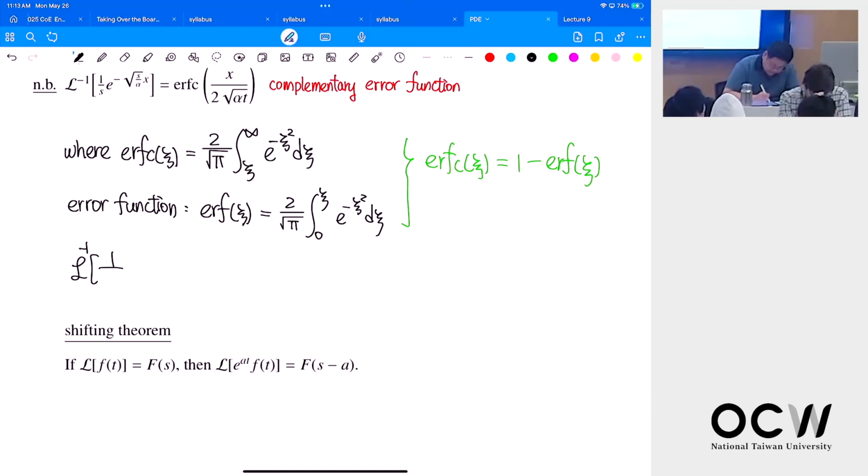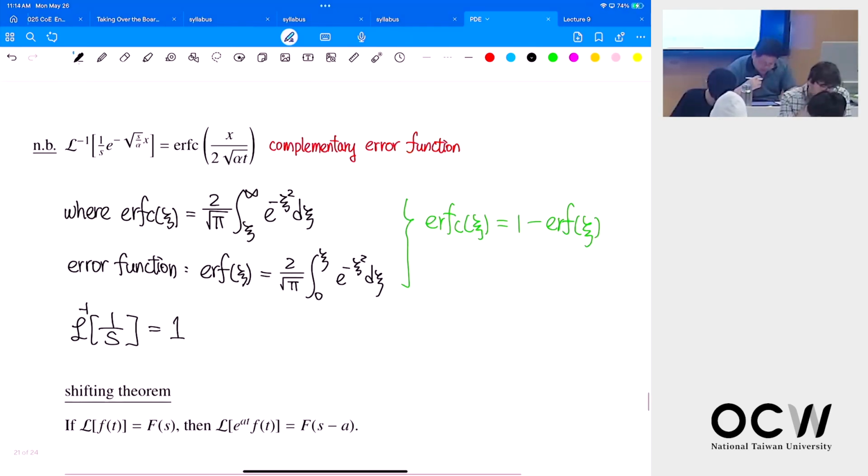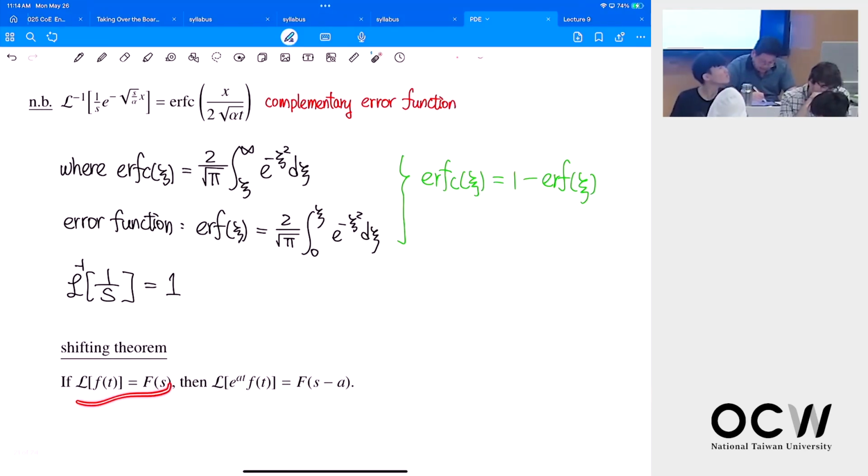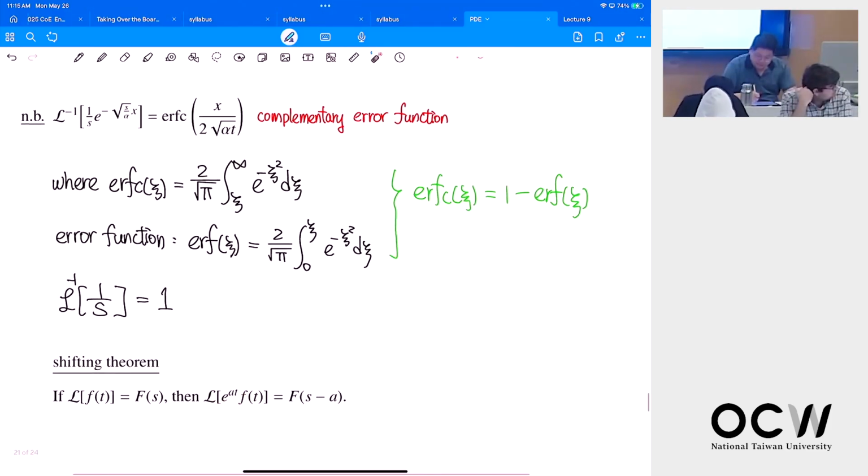And the inverse Laplace transform of 1 over s will be 1. Let's just review the shifting theory. I have a Laplace transform, but if my function is multiplied by an exponential, that means in the frequency domain I will shift by a. If you think about this as a Fourier transform, when I do the modulation, I will shift in the frequency domain. Same thing if I multiply by an exponential, in the Laplace transform I will also shift.